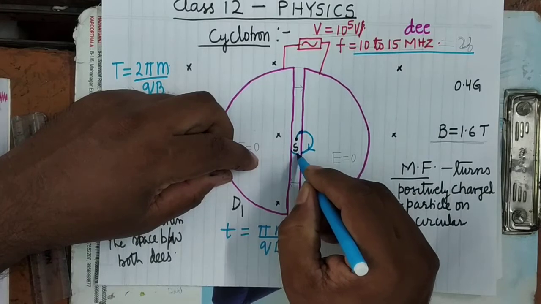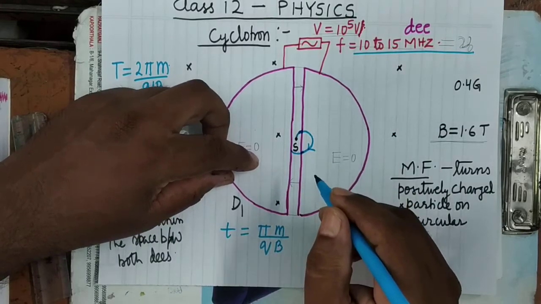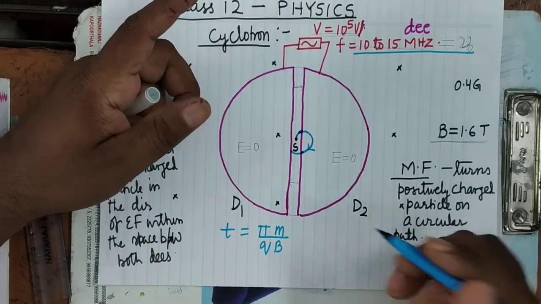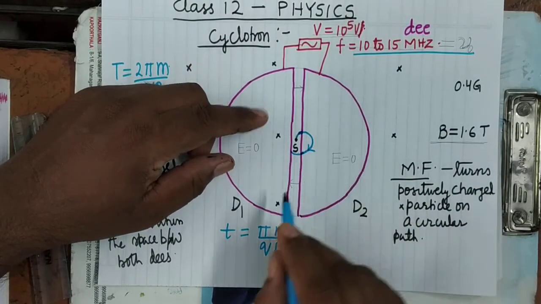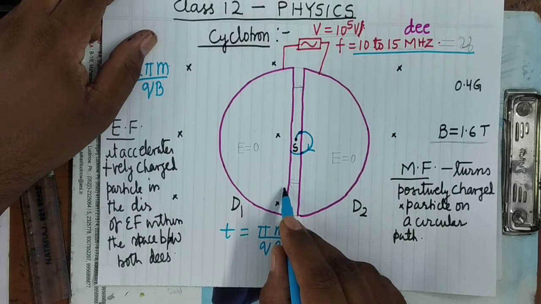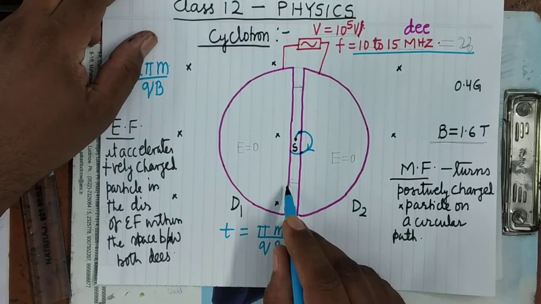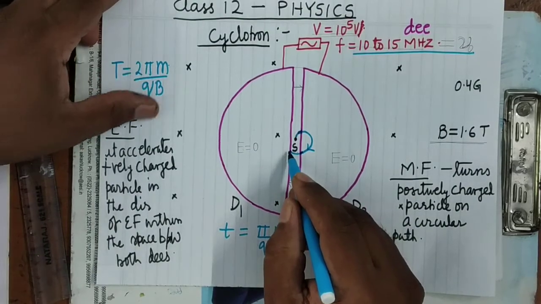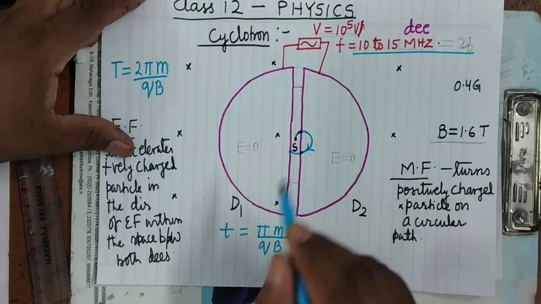from 1 to 2. Its speed increases from 1 to what? Suppose it becomes 2. And why will it increase? Because when it comes out, it finds the electric field in the same direction in which it is coming out. Therefore, once again it will accelerate. So in this D, it will enter with the greater speed.